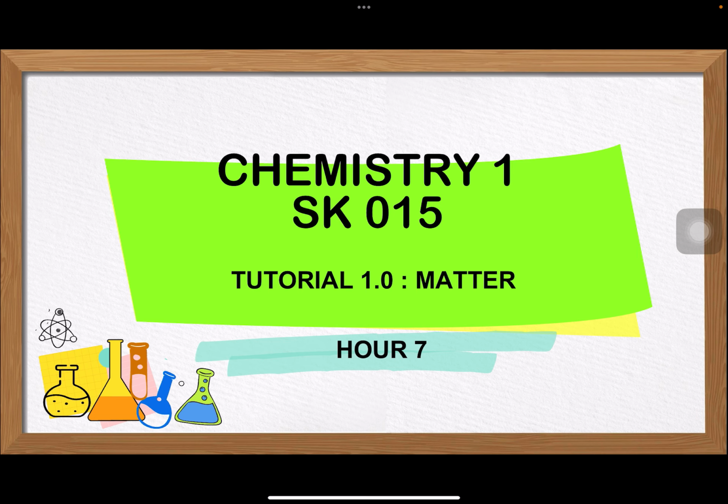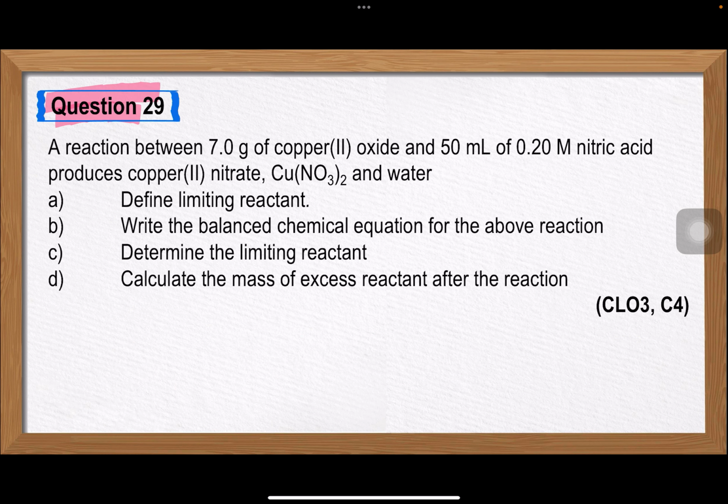Now we continue the discussion for tutorial chapter 1, matter, hour 7, number 29. The reaction between copper oxide and nitric acid produces copper nitrate and water. The amounts of copper oxide and nitric acid are given. Determine the limiting reactant. What is a limiting reactant?